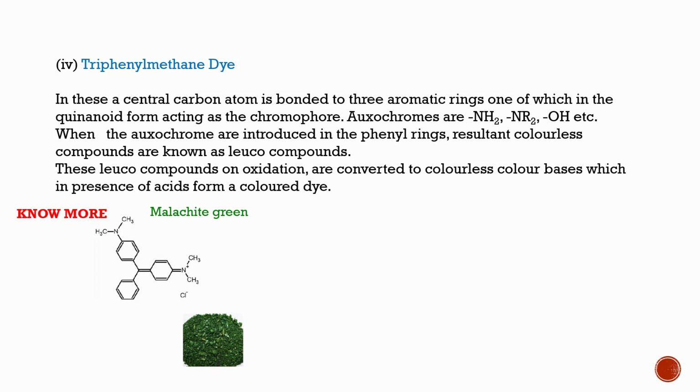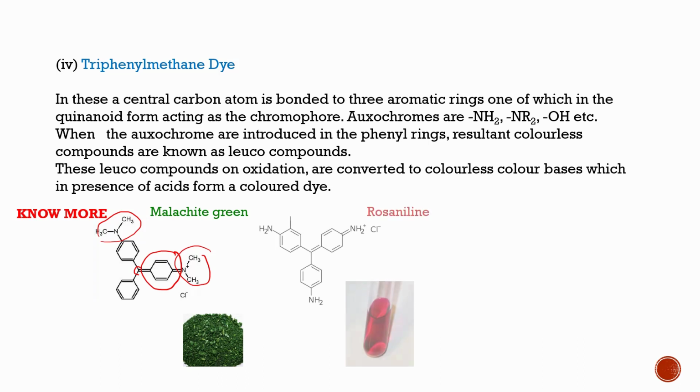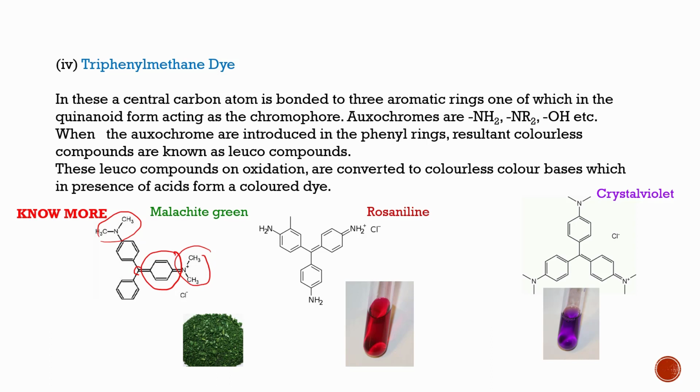So this is an example of triphenylmethane dye. This is malachite green. You can see that here the central carbon is attached to three aromatic rings, one of which is in the quinonoid form. And this is the chromophore. And we have oxochromes which are NR2 or NCH3 twice attached to it. This malachite green is green in color. Other examples are rosaniline and crystal violet. You can see that the structure in all the three is the same. The central carbon atom is attached to three aromatic rings, out of which one is in the quinonoid form.